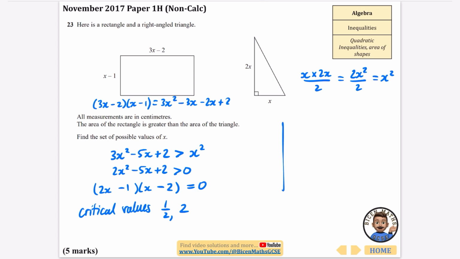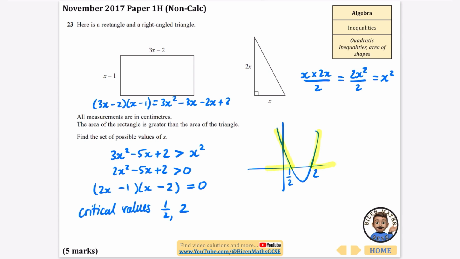So now I'm going to draw a sketch, and literally just a very simple sketch where I've got that this is, put it on this side, that's a half, and that is 2. And we're trying to say that it needs to be greater than 0. So if it's greater than 0, it's this branch, which is that x is greater than 2, or this branch, which is that x is less than a half.